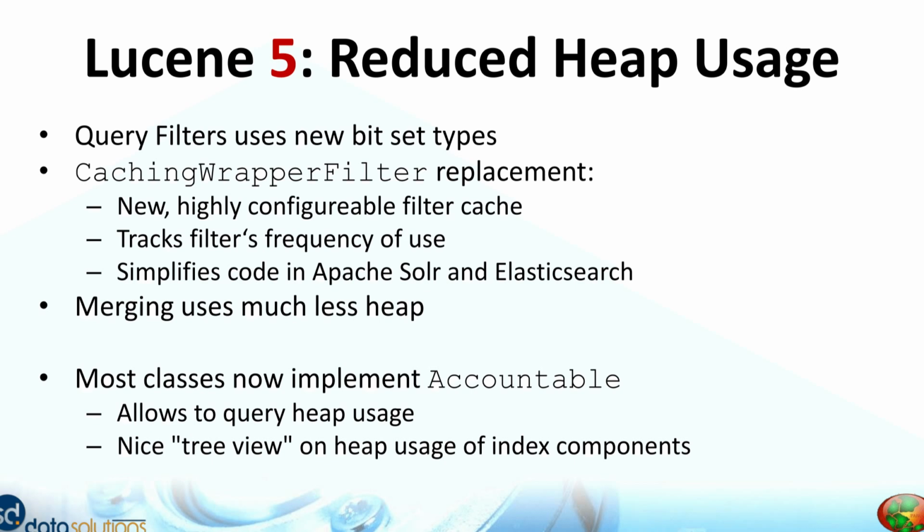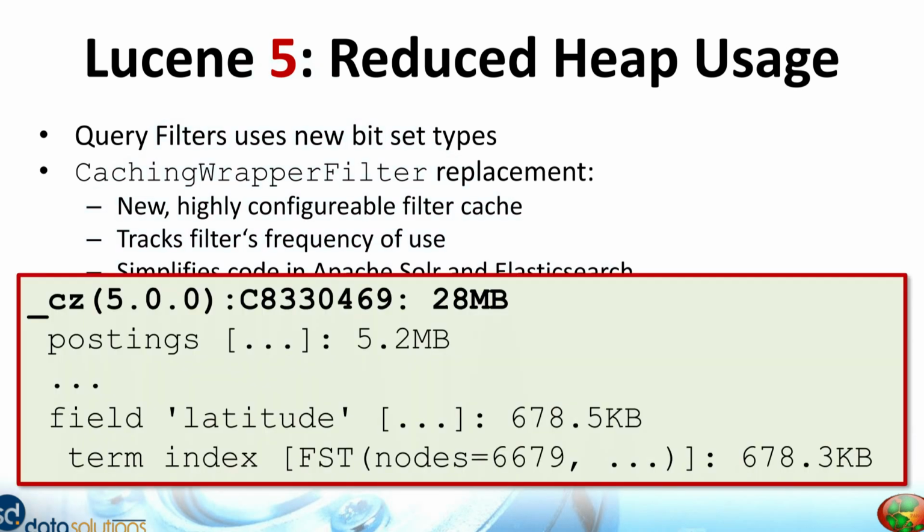What is also interesting, currently not visible for most users in Solr and Elasticsearch, is that everything in the index reader and writers is using Accountable, which allows you to query the heap usage. So you get something like a nice tree view telling you how much heap every part of your index uses. Here's a segment from a Lucene 5 index. You see the posting list is 5.2 megabytes. Okay, it's a small one. And for example, the field latitude is using 678 kilobytes. The term index, which is part of that, is using most of that memory.